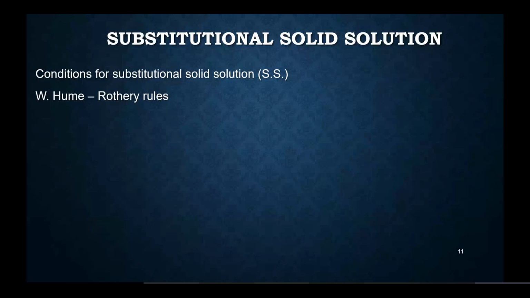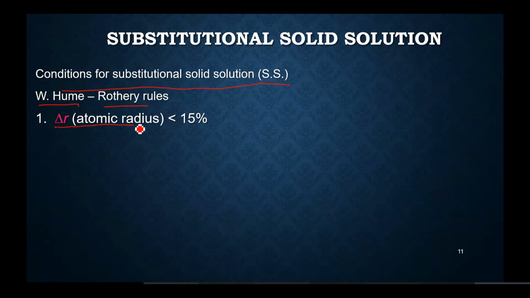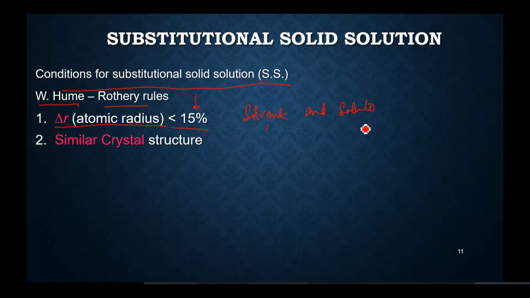We'll have to look into the conditions known as the Hume-Rothery rules, which are the conditions for substitutional solid solution. The first condition says that the difference in the atomic radius of the solvent and the solute should be less than 15%. So atomic radii should be close to each other. If the difference is more than 15%, then you cannot have a substitutional solid solution. Then another condition is that the solvent and solute should have a similar crystal structure. If it is FCC, it should be FCC. If it is BCC, it should be BCC.